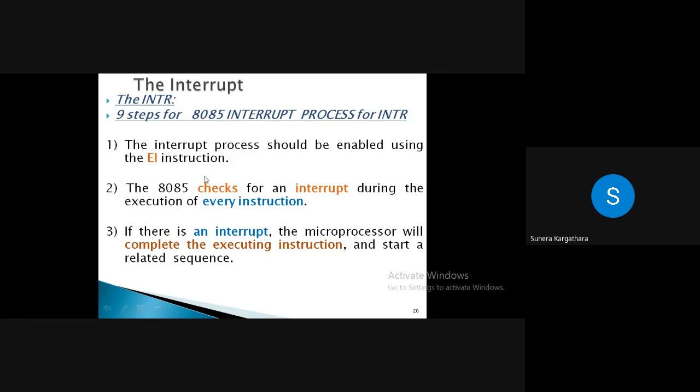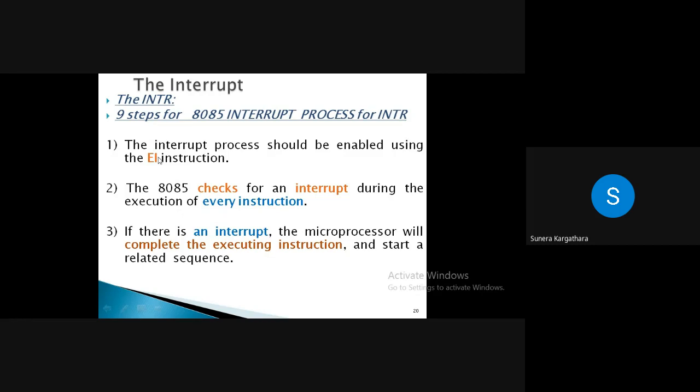Now we all need to understand, suppose any interrupt occurs on the 8085 microprocessor pin, that will always be by logic. Either you will get logic 0 or 1. Logic 0 means there is no interrupt, logic 1 means there is an interrupt, right? But how will your processor come to know about that interrupt?